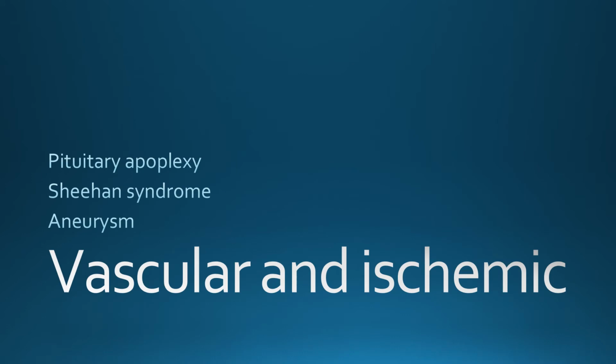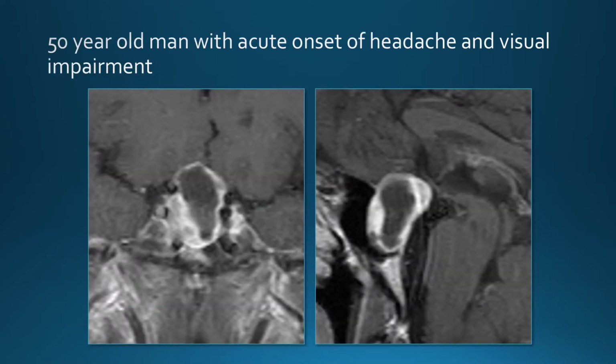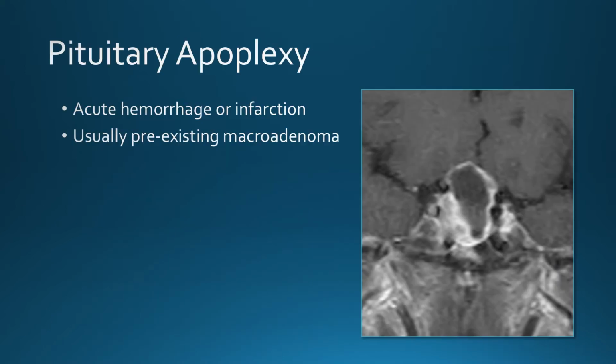Vascular and ischemic lesions, we'll look at pituitary apoplexy, Sheehan syndrome, and aneurysm. So 50-year-old man, acute onset of headache and visual impairment, and we see an enlarged pituitary gland with a large hypoenhancing area centrally. So this is the typical appearance for pituitary apoplexy.